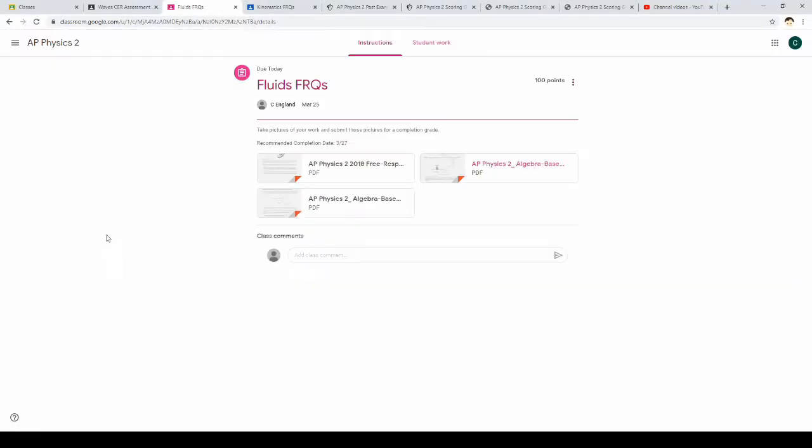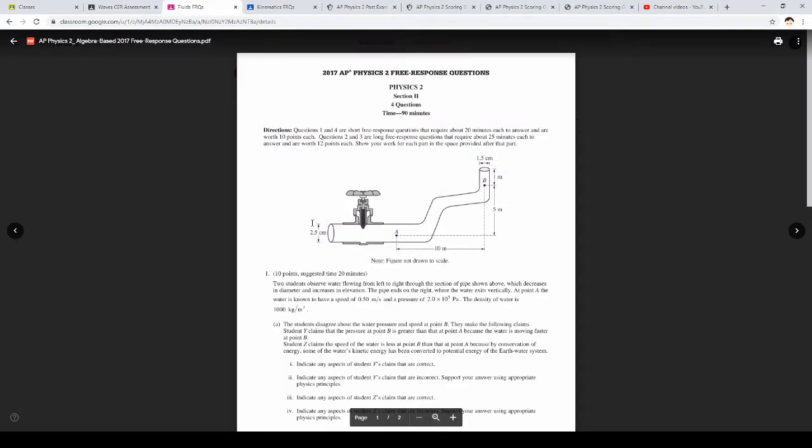In this video, we will be going over the AP Fluids FRQ questions and their answer documents. Starting with the 2017 exam, two students observed water flowing from left to right through a section of pipe shown above, which decreases in diameter and increases in elevation. The pipe ends on the right where the water exits vertically.